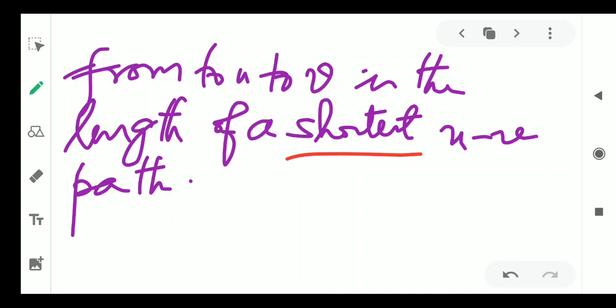Once again, distance is not the edge. There need not be an edge between u and v, but as the graph is connected, there will always be a path. But we require not the length of all the paths, but the length of a shortest uv path. There may be more than one shortest path. Let us see an example and you will understand it.